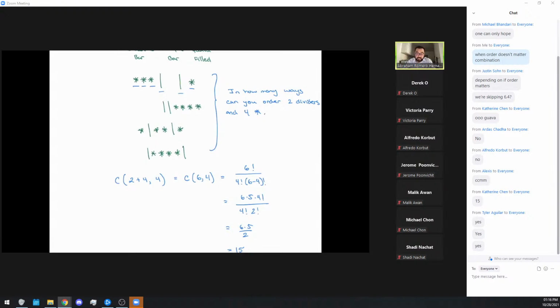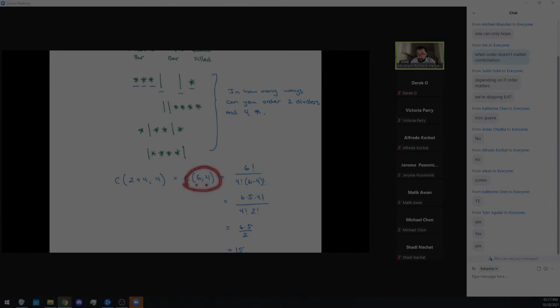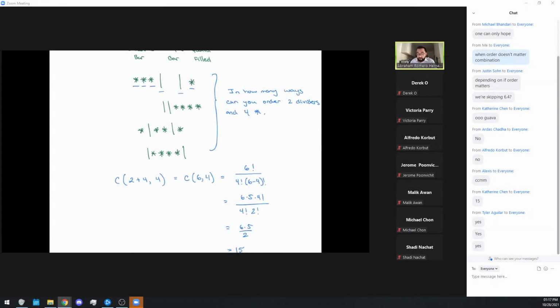So another way of thinking about it, like I said, is how many total positions do you have? And you're selecting this many asterisks with respect to the total number of positions. So the answer to this question will be the combinations of 6, 4, or 6 choose 4. Any questions on that? We'll do a couple more examples so you can see this a little clearer.